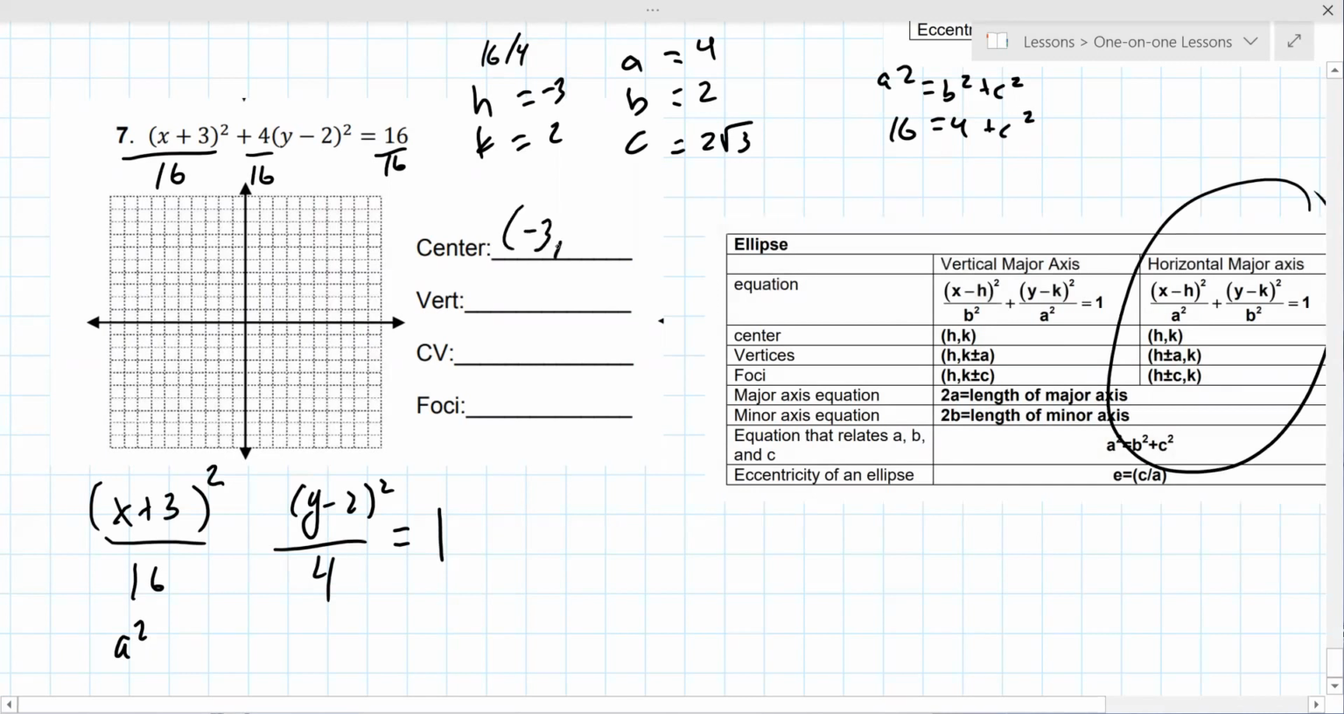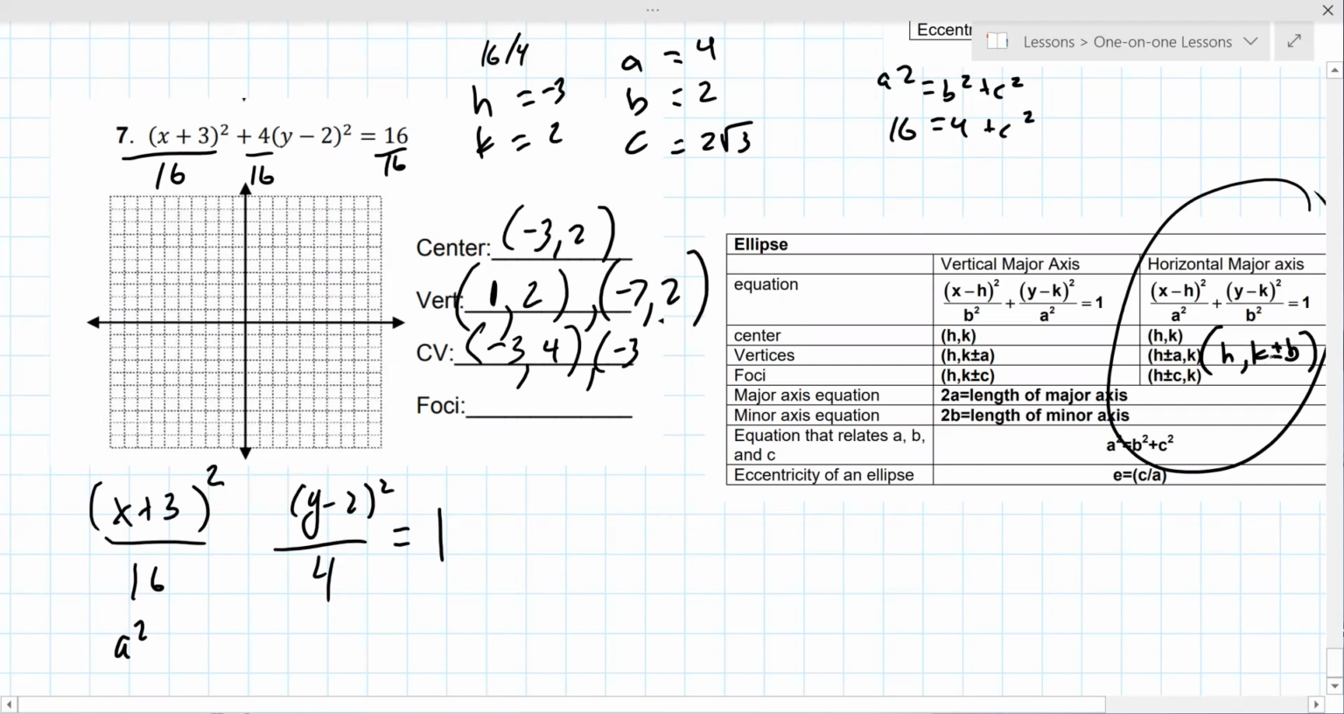Center is always H comma K. The first vertex is H plus A, -3 plus 4, comma K, which is 2. Then it's H minus A, -3 minus 4, comma 2. The co-vertices are H comma K plus or minus B. So that's -3 comma 2 plus 2, which is 4, then -3, K minus B, 2 minus 2, which is 0.